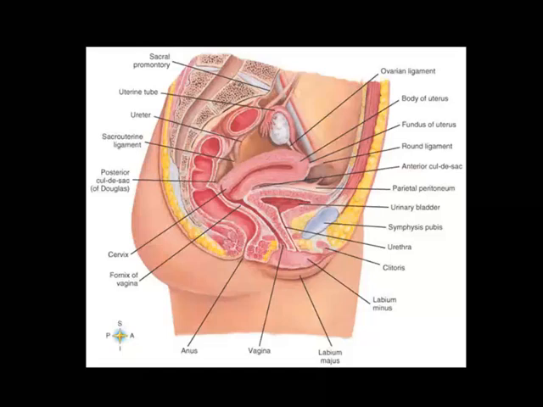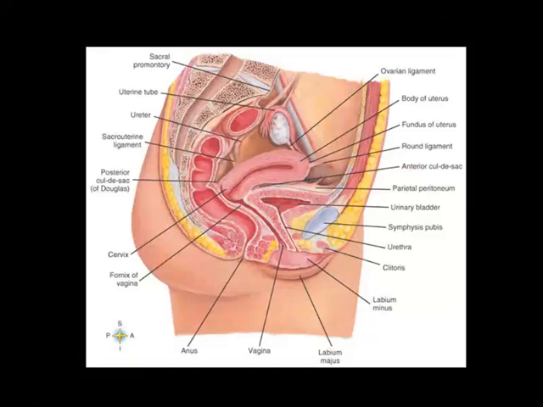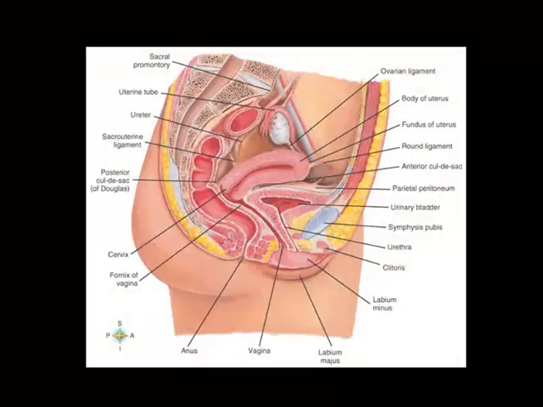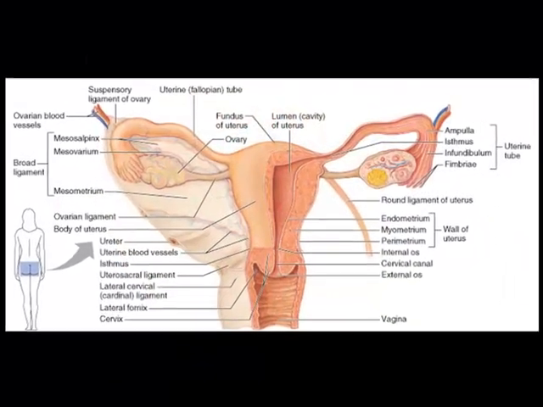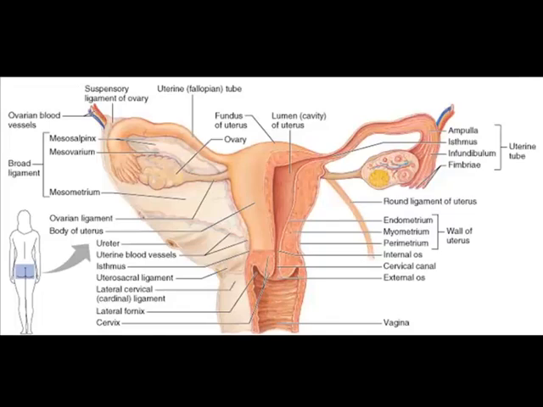There are 4 organs of the female reproductive system. They are the uterus, the ovaries, the uterine tubes, and the vagina. Now let's go over some details in a highlight fashion about each one of these female reproductive organs.